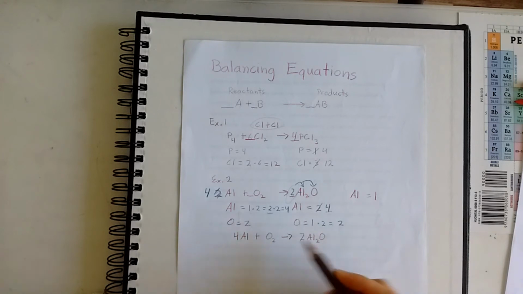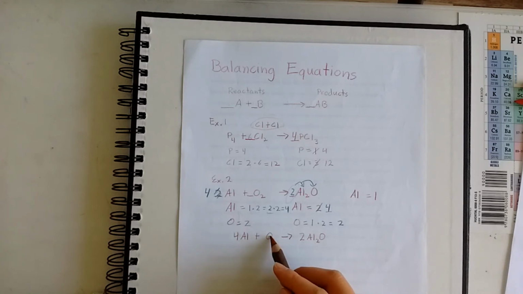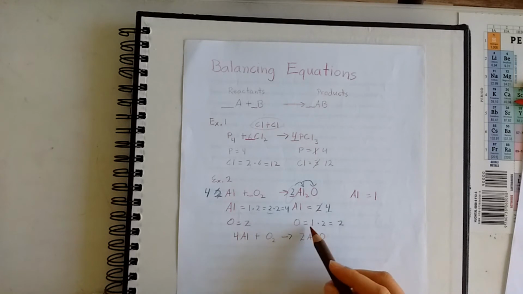Okay, and you can double check, right? So you have 4 aluminums here, and you have 4 here, right? 2 times 2. And for oxygen, you have 2 here, given by the subscript, and you have 2 oxygens here when you multiply 2 times 1, right? There's the little imaginary 1 there.